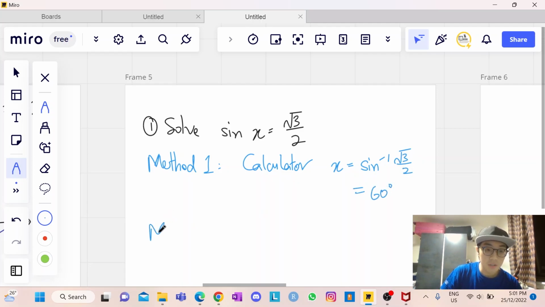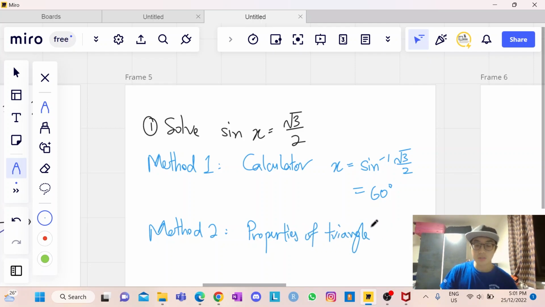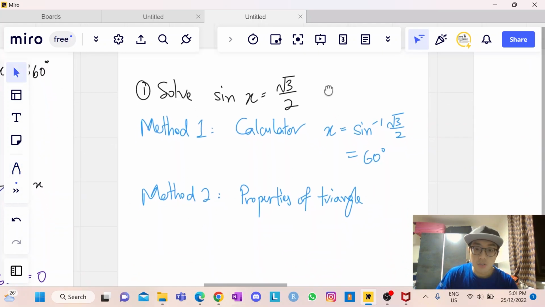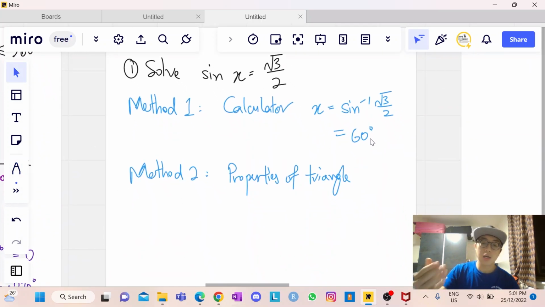Method 2 is to work it out by using the properties of a triangle. This is more of a math stuff. I'm not sure whether it will be covered in maths, but I will be covering it in this video, so that next time when I'm covering maths, I can just direct it back to this video. So you can see why I know inverse sine square root 3 over 2 is equal to 60 degrees that fast. We'll go with method 1 first.